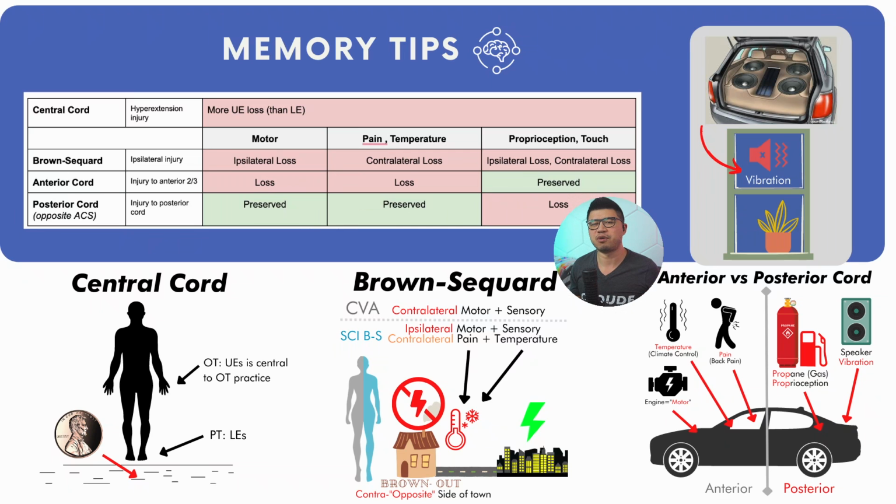OTs would therefore work with the upper extremities. So with central cord syndrome, they would have more upper extremity involvement than lower extremity involvement, for us OTs to work with them on these things such as hand therapy.